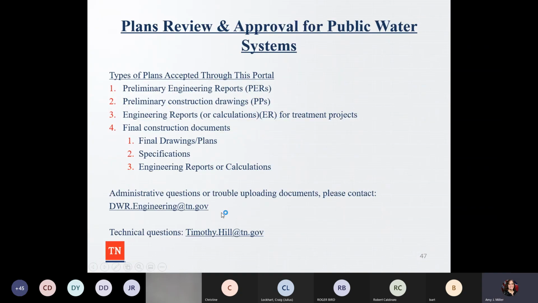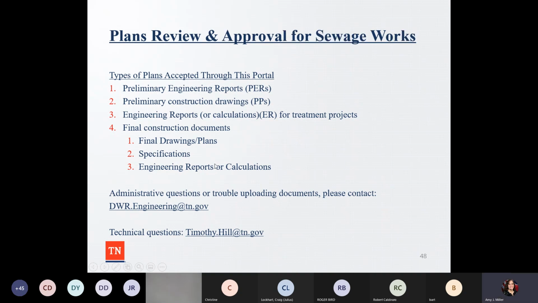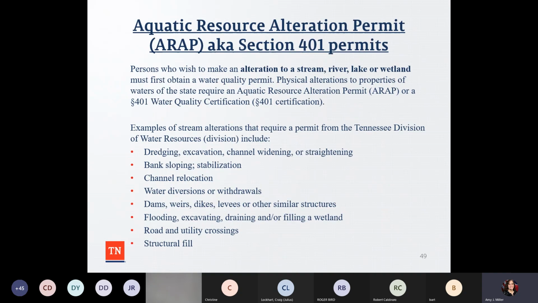So again, plans and review for public water systems. There are some different types of plans accepted through the portal. So you can have preliminary engineering reports, construction drawings, engineering reports or calculations for treatment projects, and then final construction documents having the final drawings and plans, specifications, and reports and calculations. And then you can go through Division of Water Resources at dwr.engineering@tn.gov. And if you have questions for public water systems, you can reach out to Timothy Hill. So if you're going to review it, this is it as well for the plans.